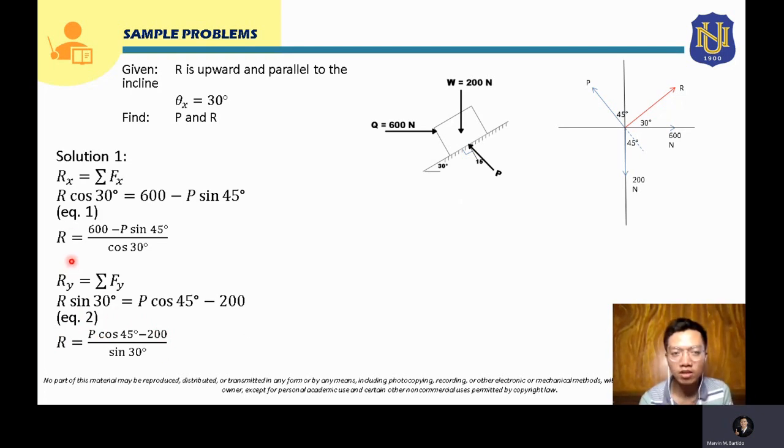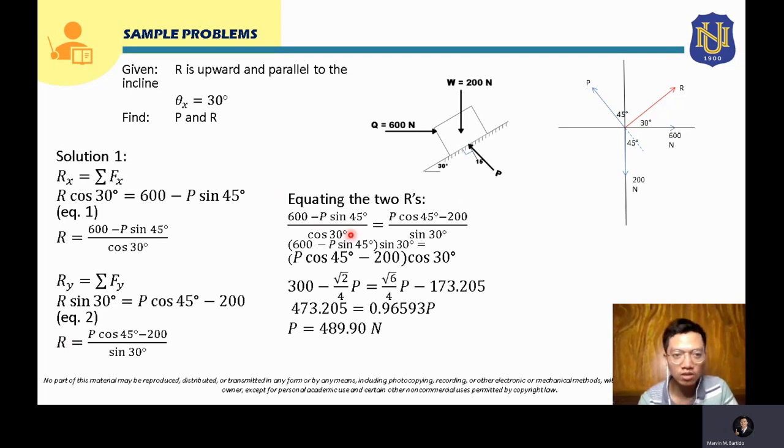Now, for the two r's that we have generated, we can equate them. So this will be the first r, 600 minus P sine 45 over cosine 30, equals the second r, which will be P cosine 45 minus 200 over sine 30. Now, there's only one unknown quantity here, which is P.